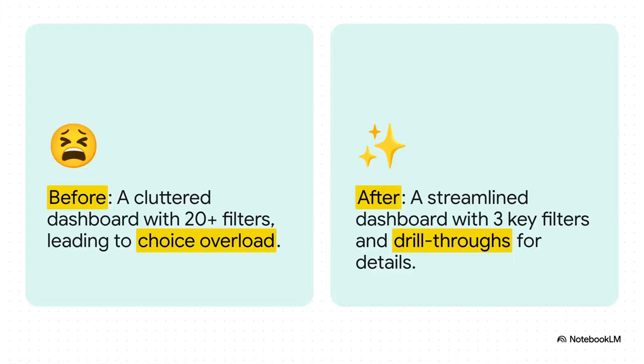This actually gets at a really cool psychological principle called Hick's Law. And it's super simple. The more choices you give someone, the longer it takes them to make a decision. So that before dashboard with like 20 different filters, that is a recipe for disaster. It's what we call analysis paralysis. But the after version, so much smarter. It's streamlined down to just 3 key filters. And if you need more detail, you can drill down. It's just cleaner, faster, and way more useful.